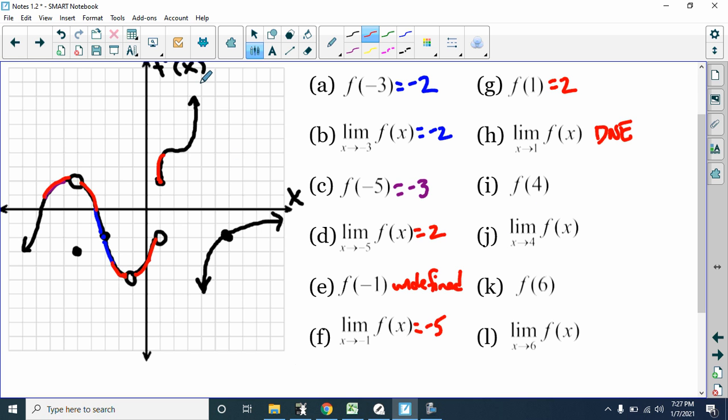F of 4. 4 is right here. I have a vertical asymptote at 4. F of 4, therefore, is undefined. And the limit at a vertical asymptote does not exist.